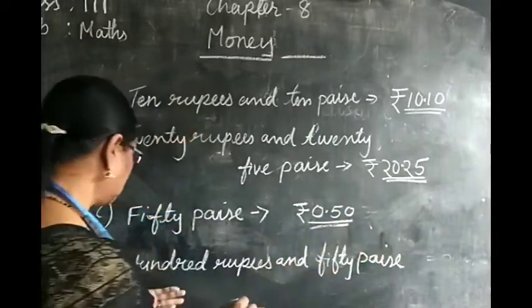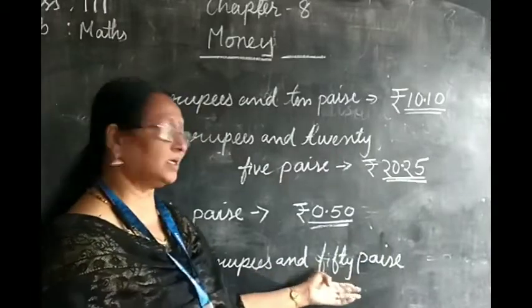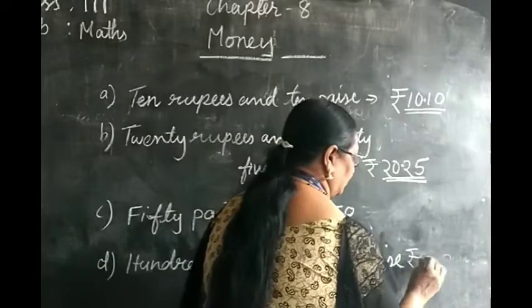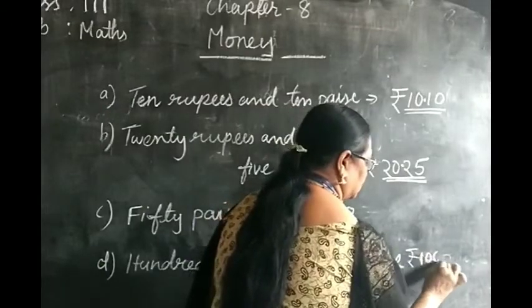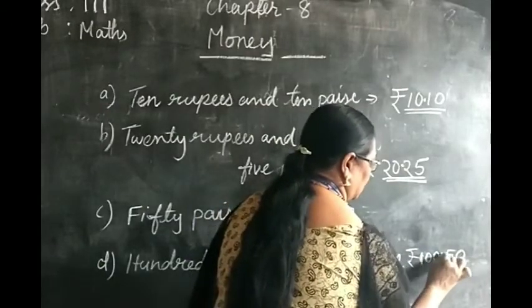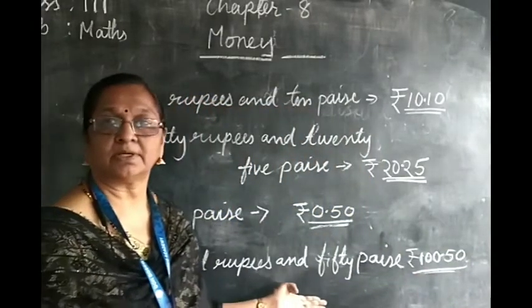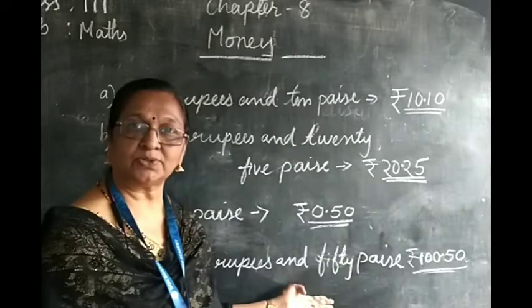Now, the next one, 100 rupees and 50 paise. Symbol, 100 rupees, 50 paise. Now, are you able to write it, children? I hope it is very clear to you.